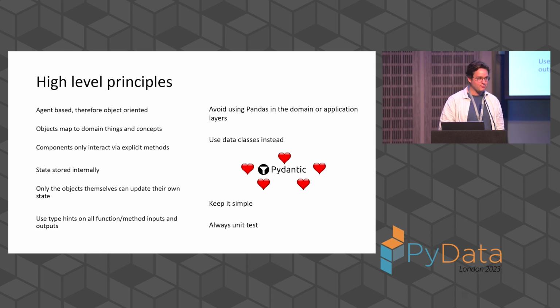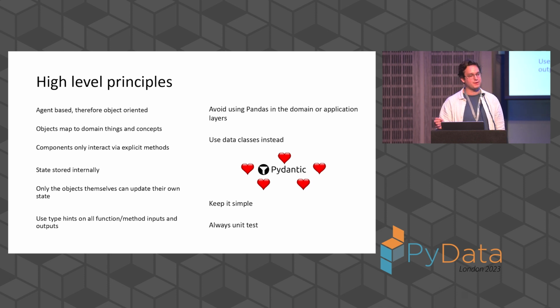Which brings me to one of my big bugbears when I look at production data science code. Avoid using pandas in domain or application layers. I love pandas, don't get me wrong, it's a great data managing and exploring tool. It doesn't belong in production, almost ever. Now, I'll make an exception to that.